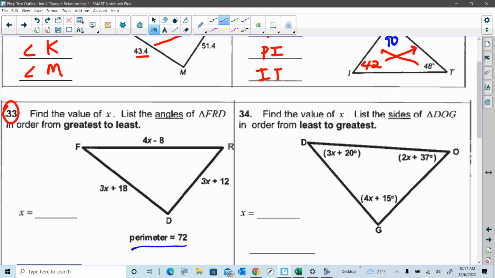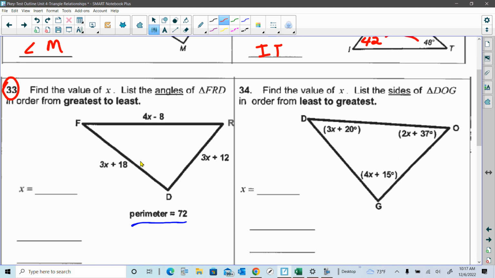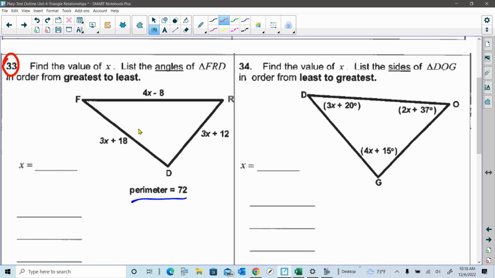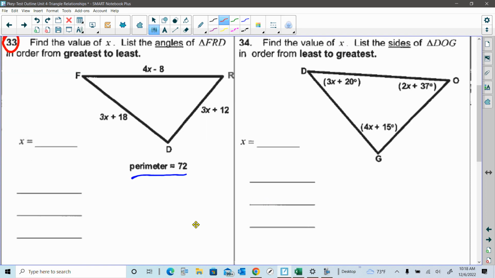33, I said this was a test-like. So this has previous skills using perimeter and writing equations. You're first going to have to find x. It says find the value of x, then list the angles in order from greatest to least. Because they tell me the perimeter of this triangle, going around the triangle, is 72, you should be adding up all the sides to get 10x plus 22 equals 72. So then you should solve for x.